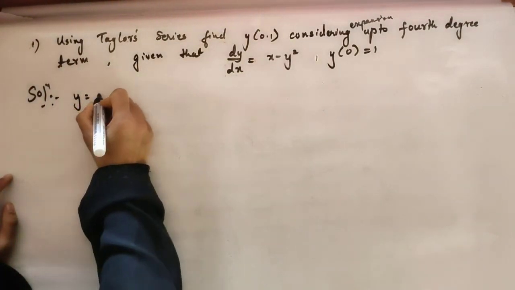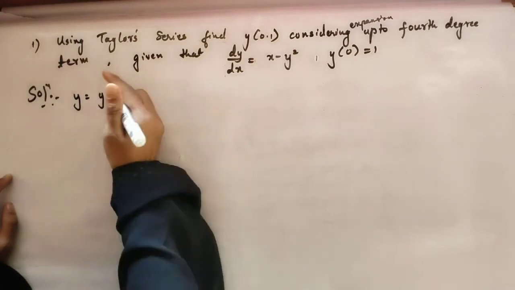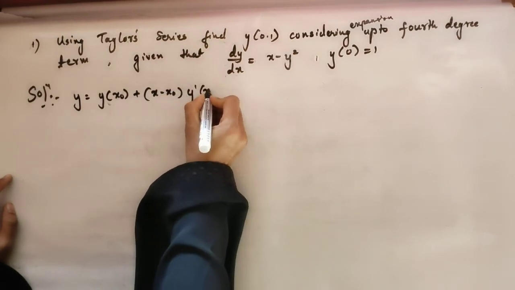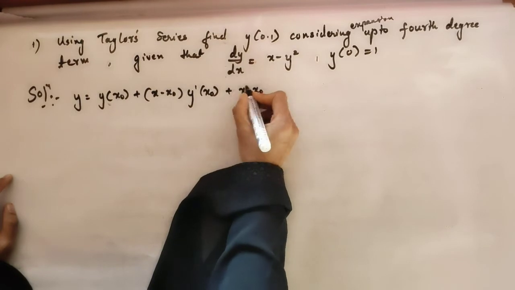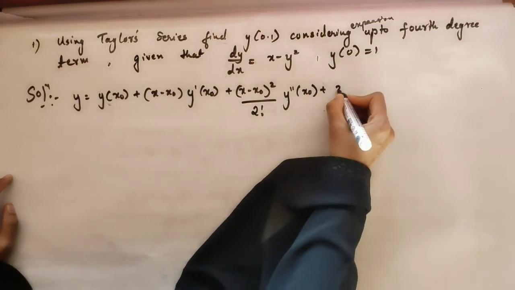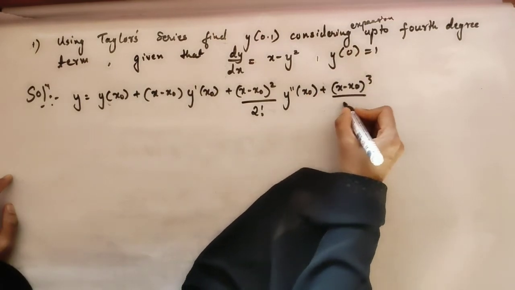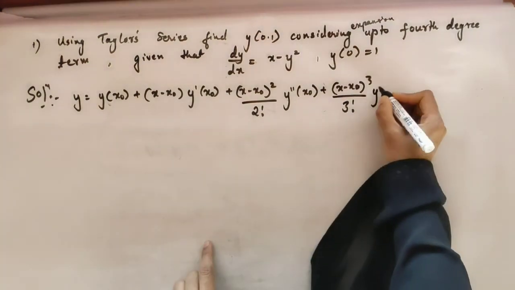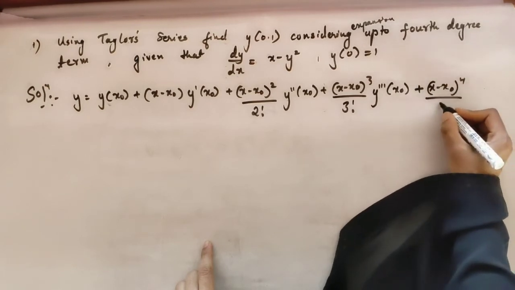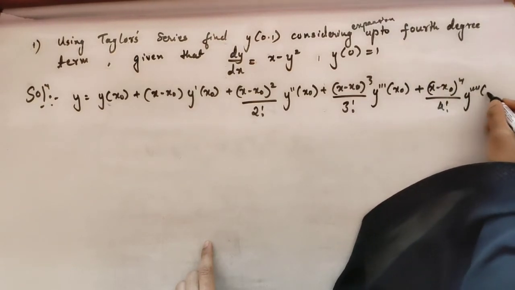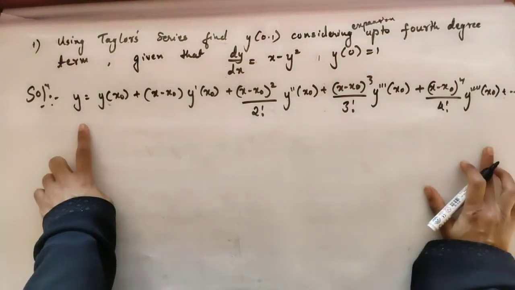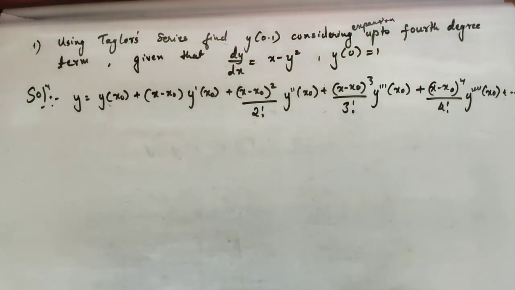So let y is equal to y of x naught plus (x minus x naught) into y dash of x naught plus (x minus x naught) square divided by 2 factorial, y double dash of x naught plus (x minus x naught) cube divided by 3 factorial, y triple dash of x naught plus (x minus x naught) to the power 4 divided by 4 factorial, y fourth dash of x naught plus so on. So we have expanded our Taylor series up to the 4th degree. This should be our first step.